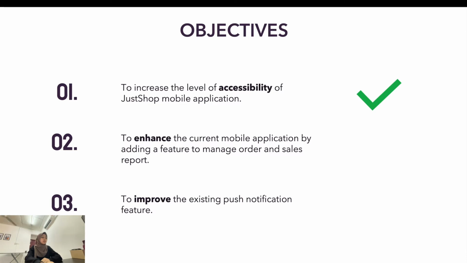The second objective is to enhance the current mobile application by adding a feature to manage order and sales reports. The problem is the current mobile application does not have a feature to manage order and sales report. So, the second objective is achieved by adding a feature that can manage order and sales report for personal shoppers.